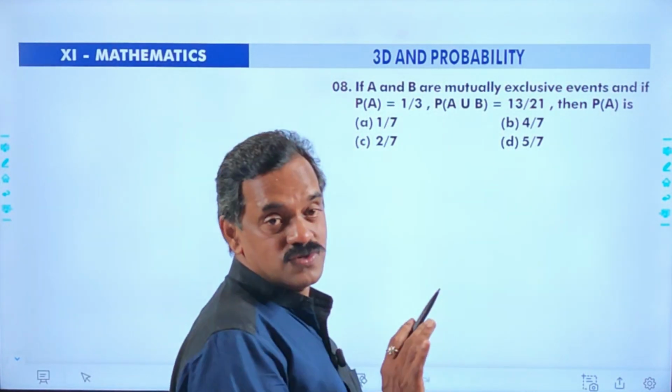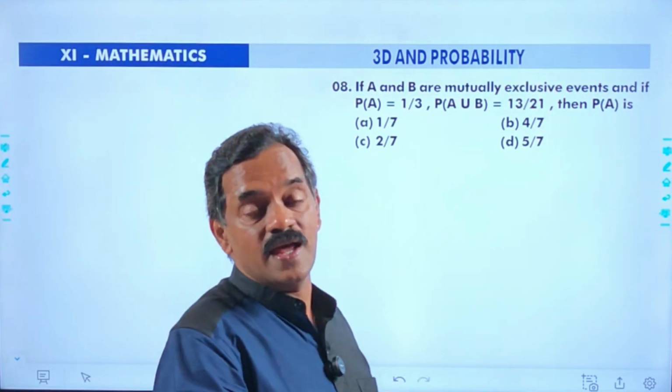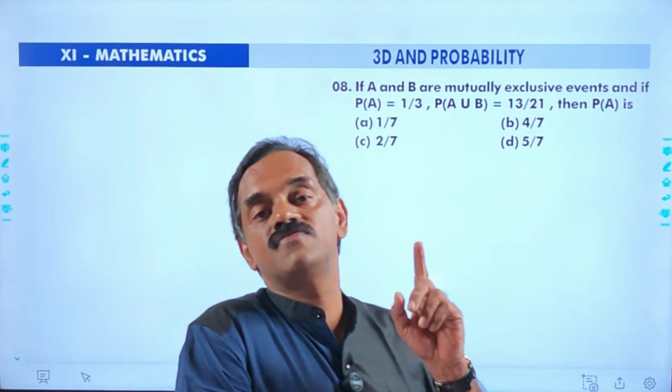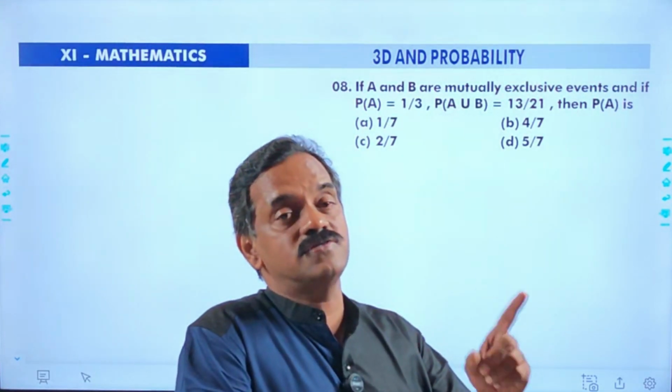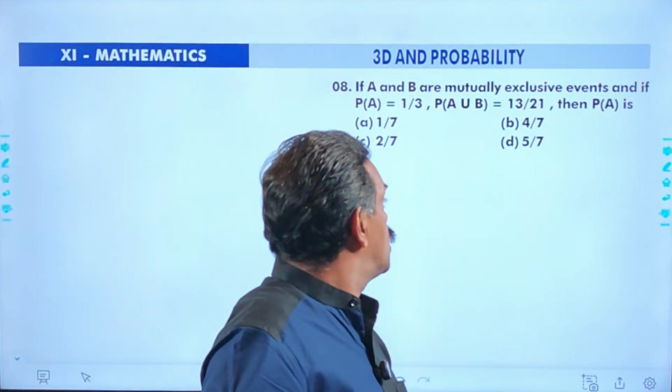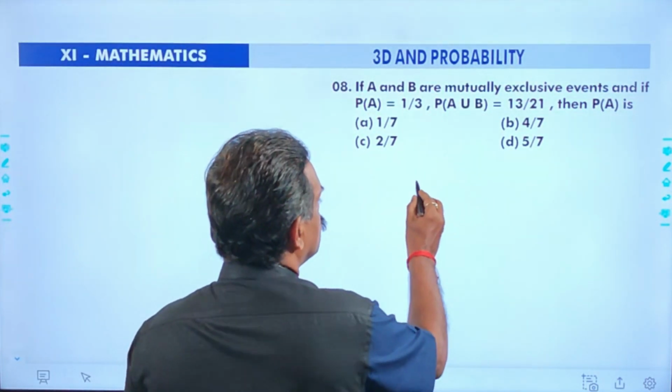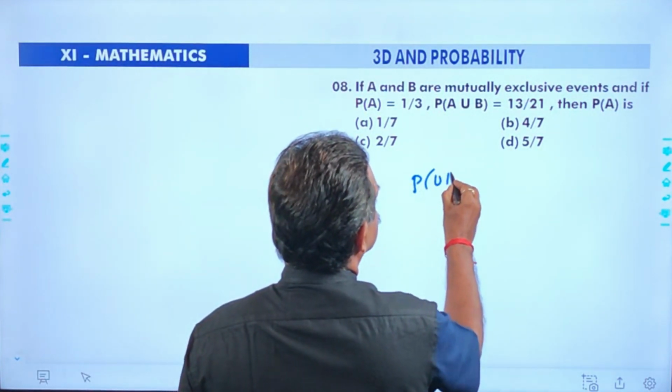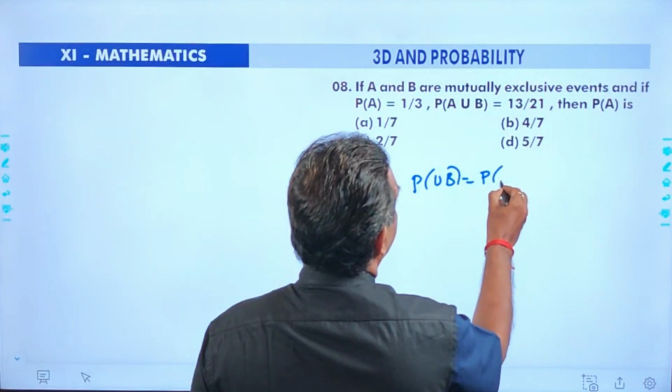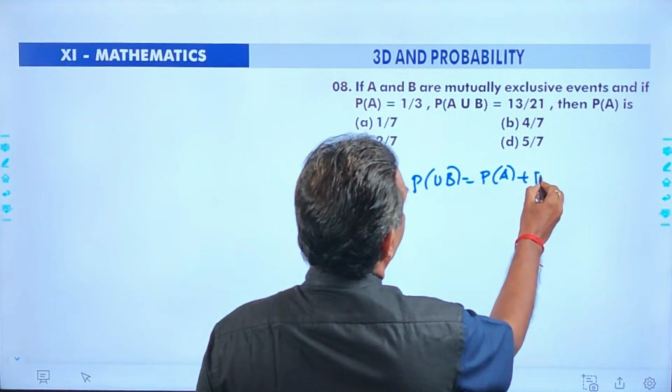A and B are mutually exclusive events. I told you in the first itself, and in the second question I explained, if 2 events are mutually exclusive, then P of A intersection B equals 0. Then P of A union B reduces to P of A plus P of B.